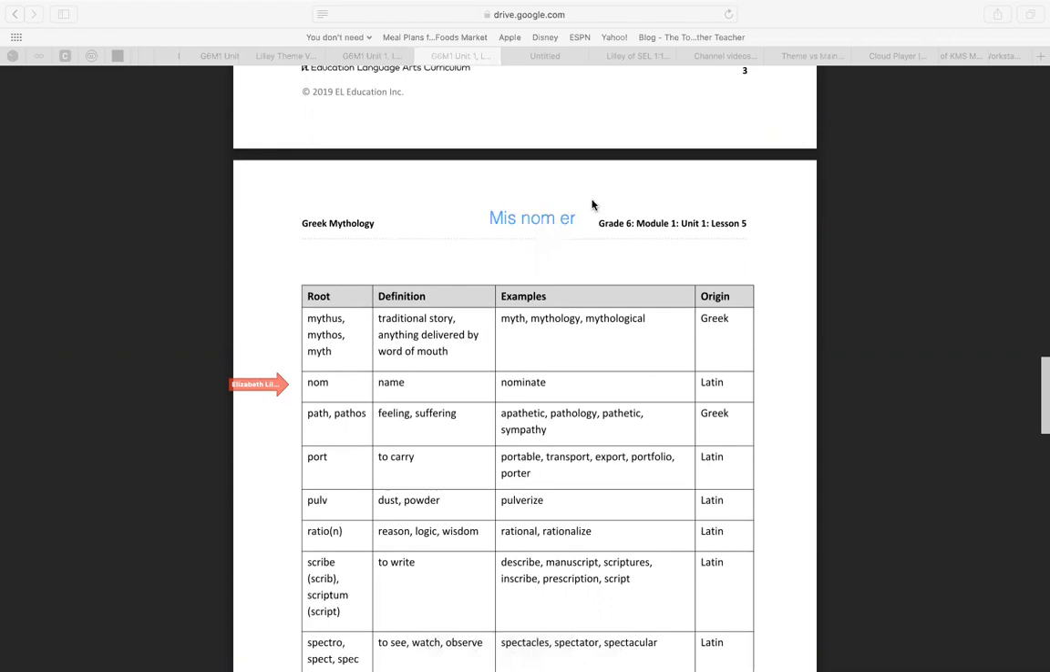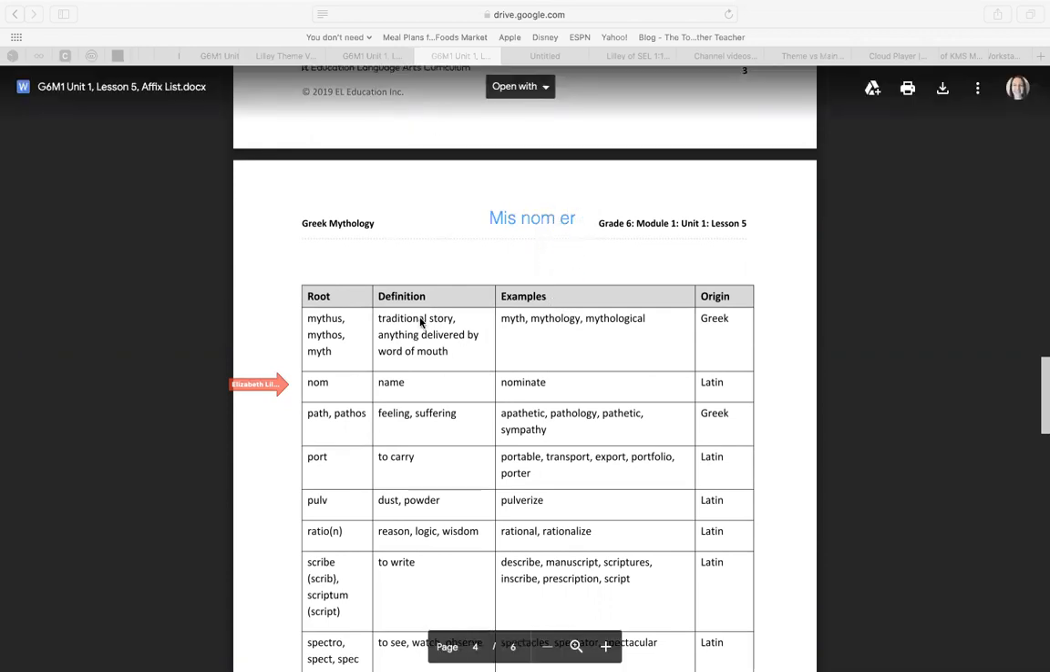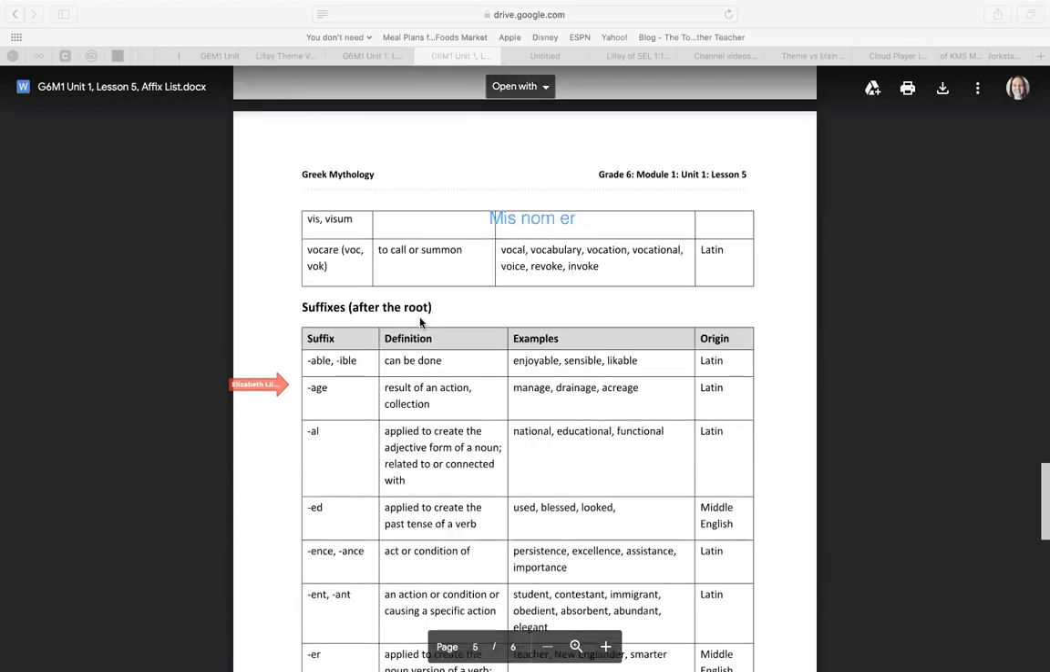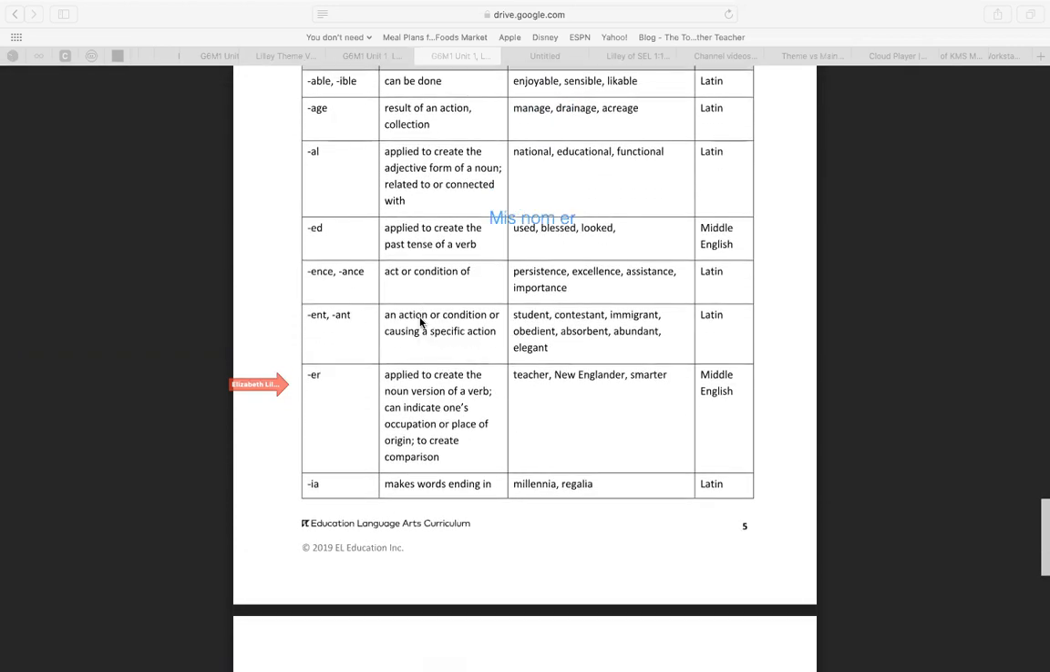And then our last part, our suffix, is or, er. So I'm going to scroll down to er in the suffix list. And I find that that means applied to create the noun version of a verb. So our last part, our suffix, is not really adding to the meaning of the word. It's just telling us that it makes a verb into a noun. So instead of an action word, it turns it into a person, place, or thing.